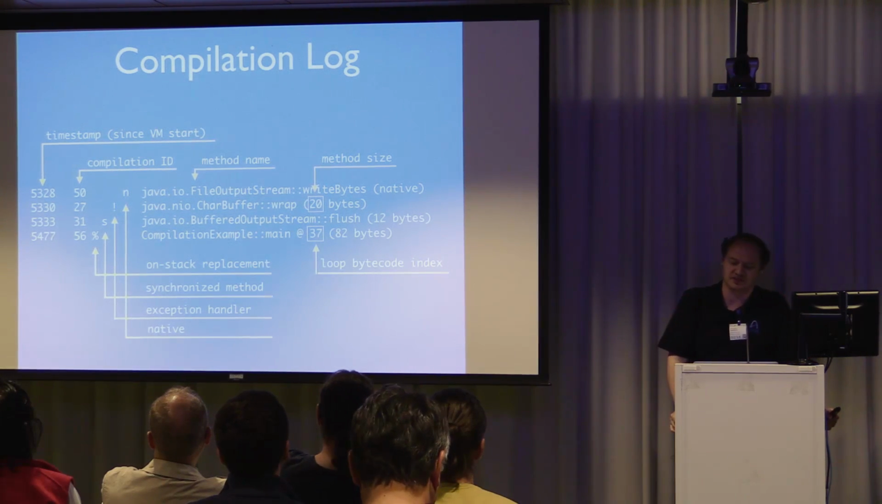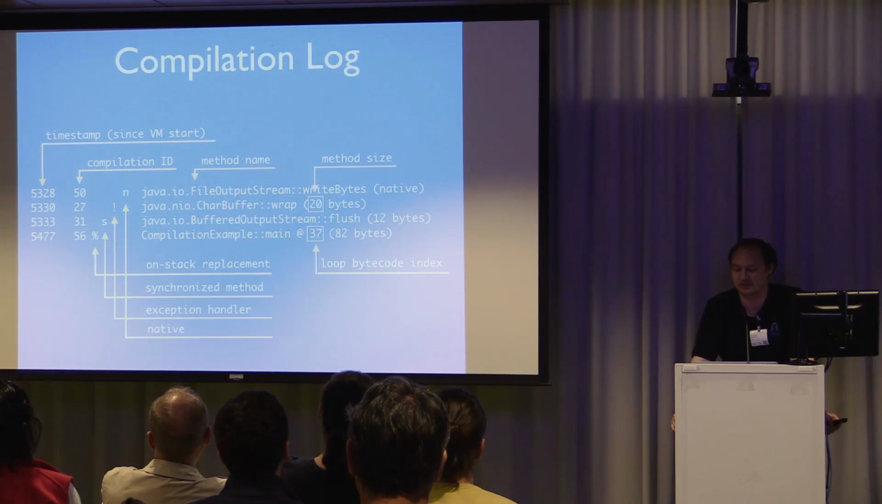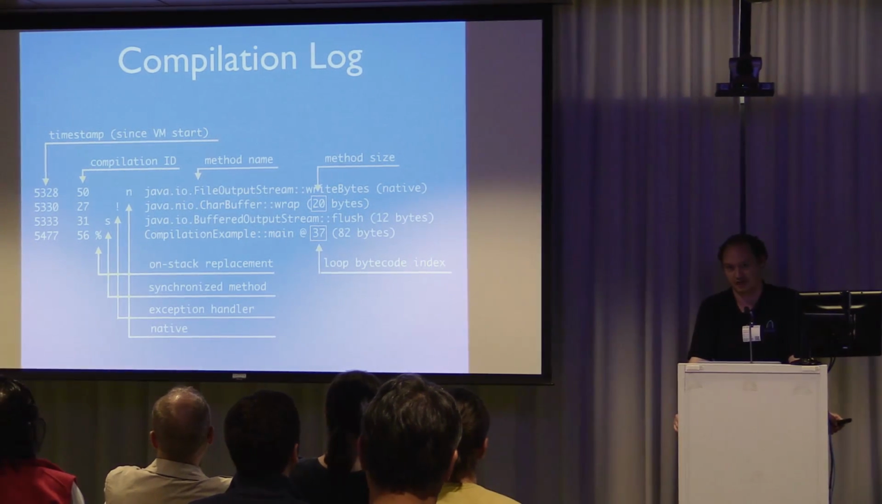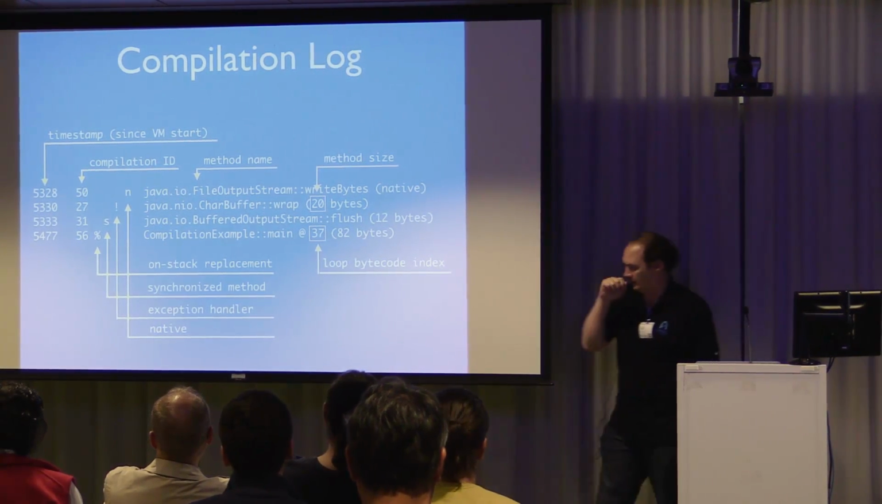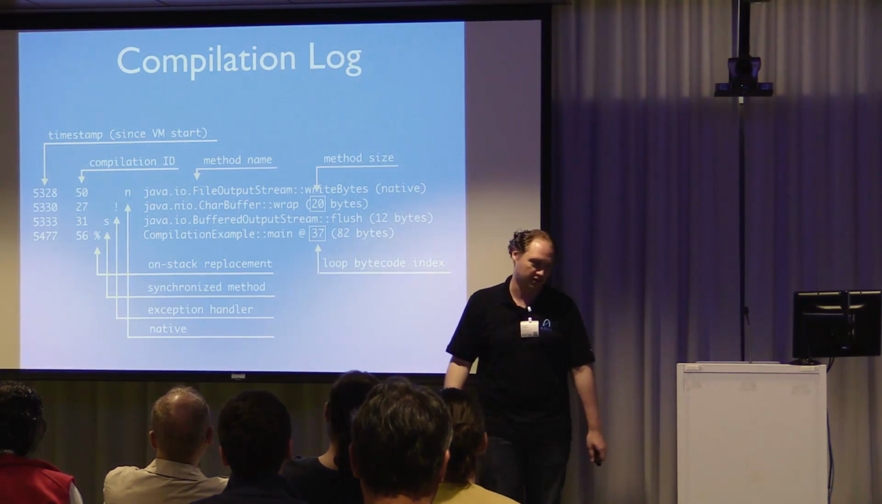And then there's a % sign. This is what HotSpot calls an on-stack replacement. It's sort of a misuse of the term, but it is the compilation of a loop inside of a method. And when you have one of those, you will also have an index, which is the bytecode index of the loop.